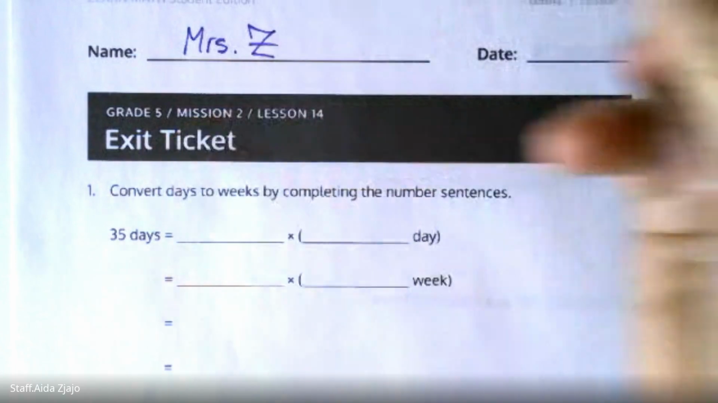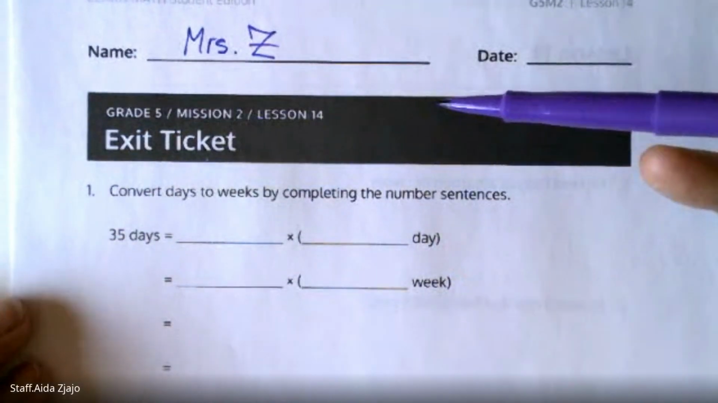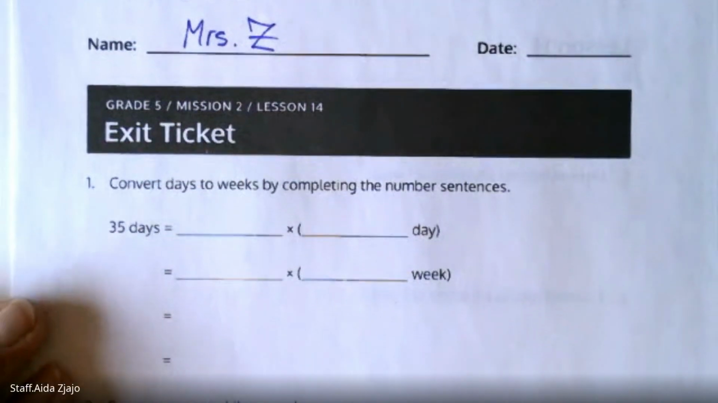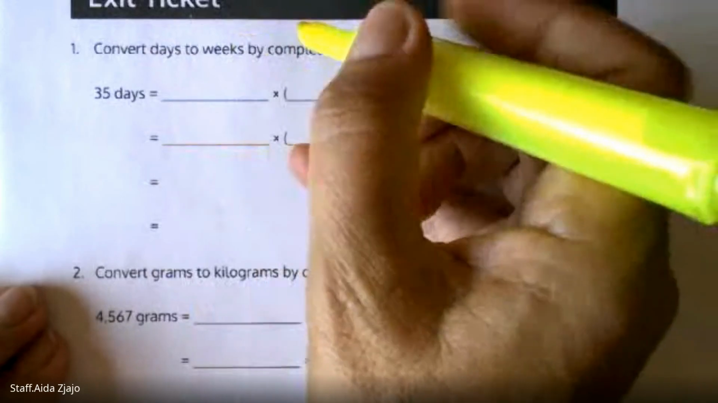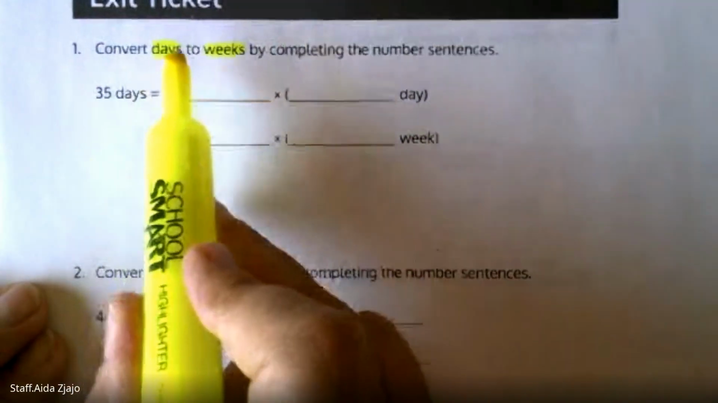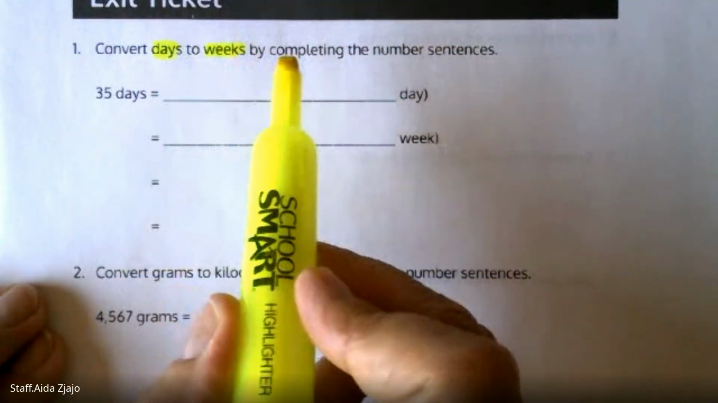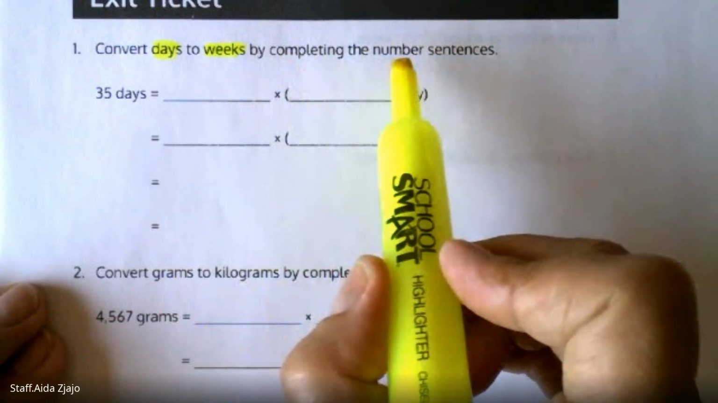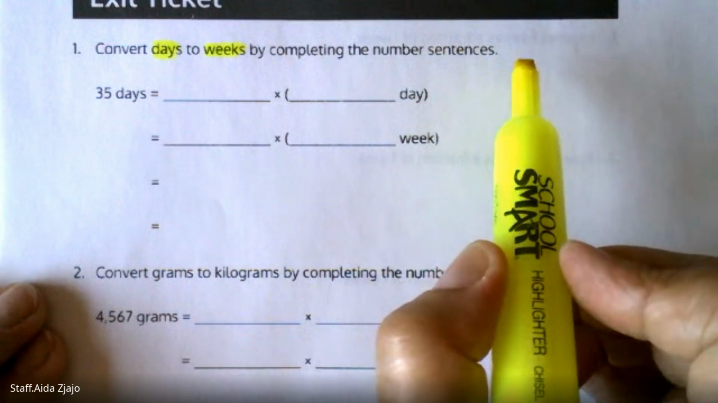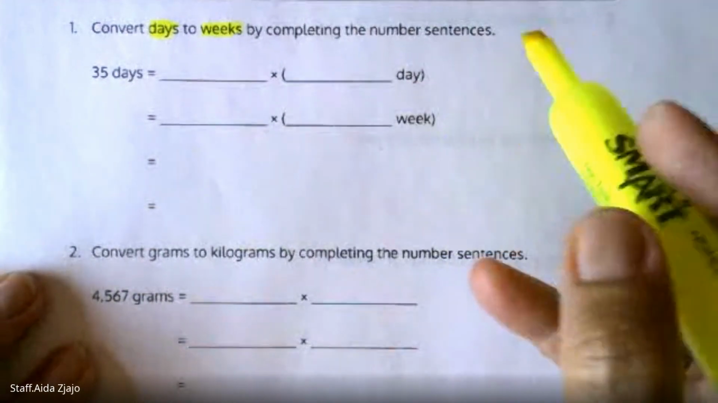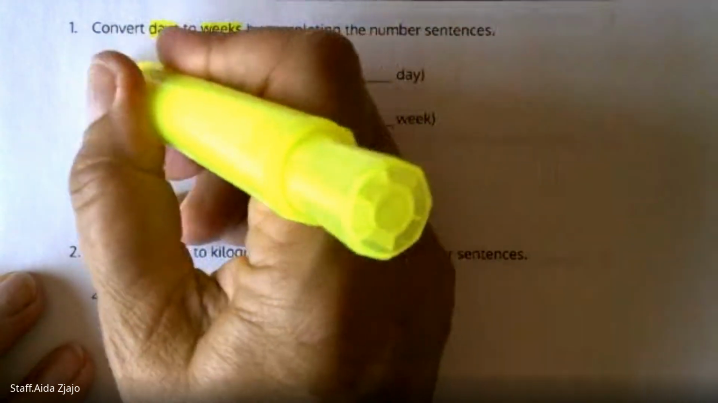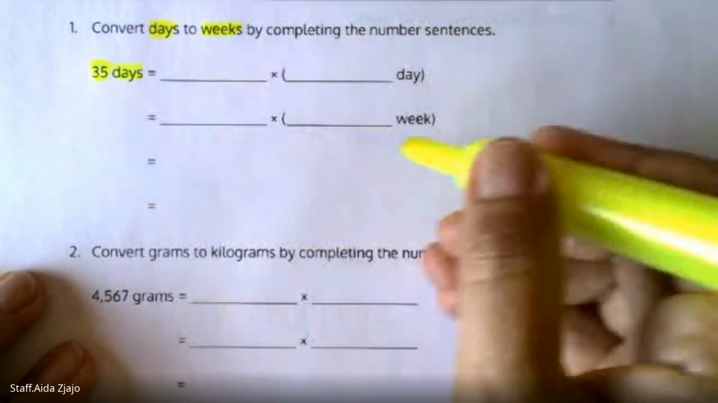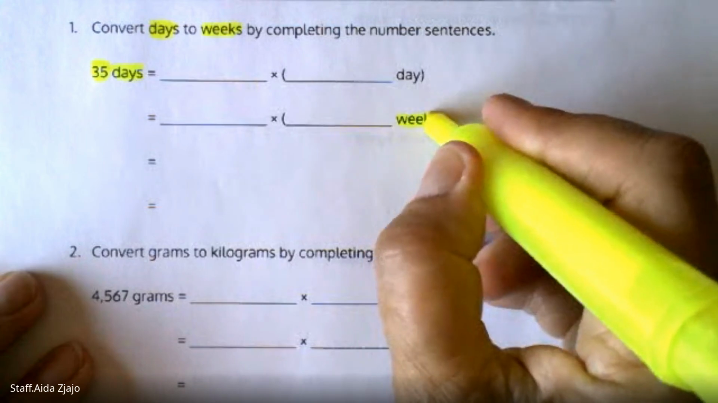Okay, today we have grade 5, mission 2, lesson 14, exit ticket. Convert days to weeks. So days to weeks. Days are smaller, weeks are larger units, by completing the number sentences. So now we have to make sense of this. They say 35 days. So you have 35 days and they want you to change that into weeks.